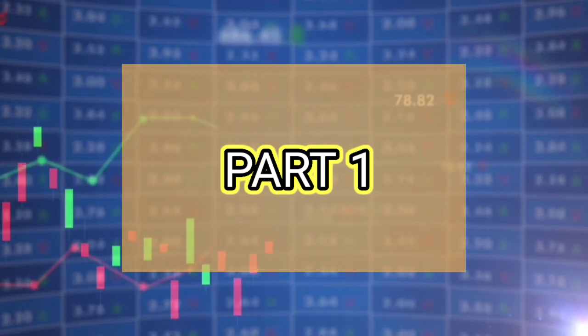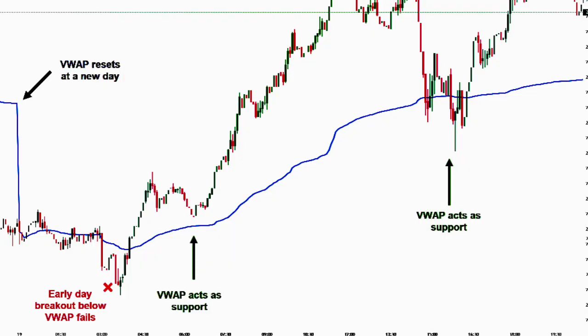Let's get started. Part 1. What is the VWAP? The theory. First, let's demystify it. What exactly is the VWAP? The volume-weighted average price is exactly what it sounds like. It's the average price a stock has traded at throughout the day, but it's weighted by volume.